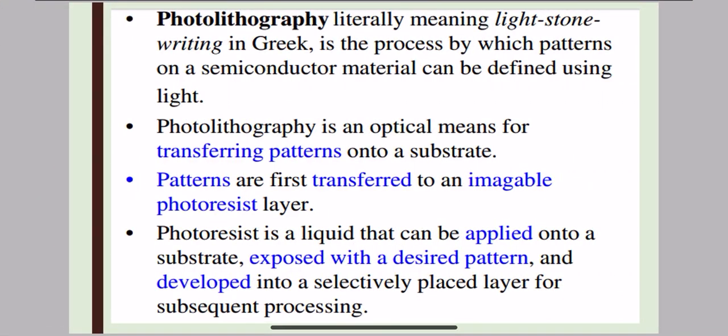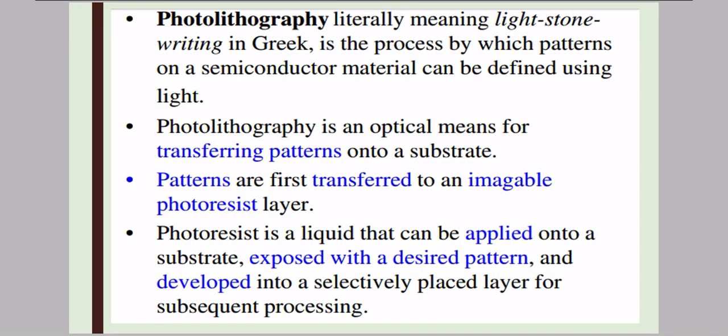So what is photolithography? Photo means light, litho means stone, and graphy means writing, so stone writing sort of. It is basically pattern transferring on semiconductor materials, and this transferring and writing we are doing with the help of light. That's why this is known as photolithography. Patterns are first transferred to an imageable photoresist layer, and what is a photoresist, and which light we should use for exposing, we are going to discuss in our subsequent slides.